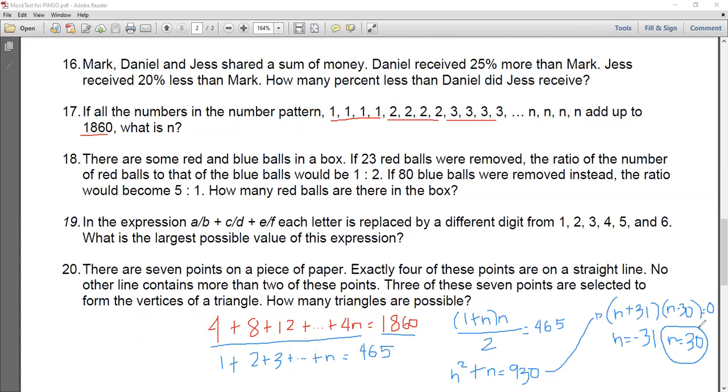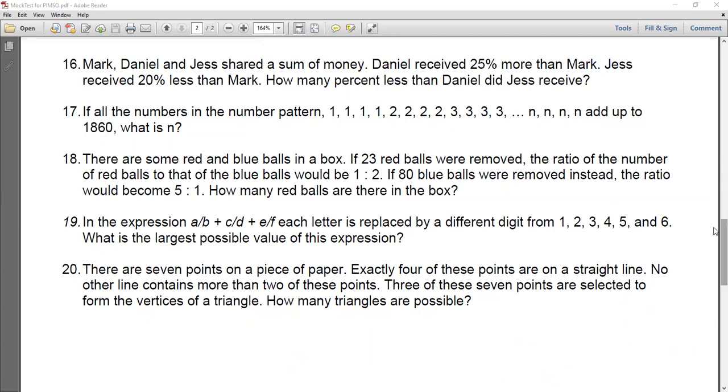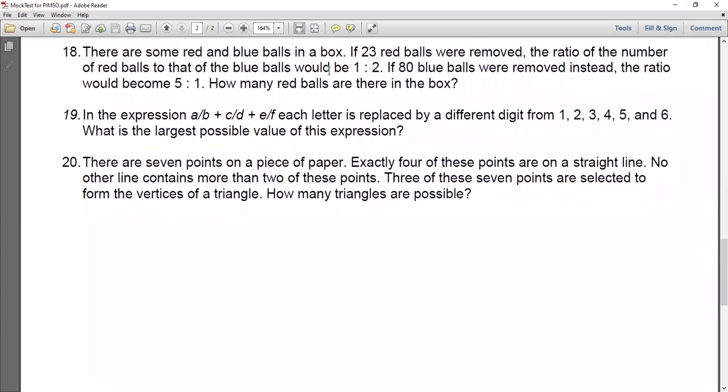Okay. Next, we are on number 18. Number 18. There are some red and blue balls in a box. If 23 red balls were removed, the ratio of the number of red balls to that of the blue balls would be 1:2. If 80 blue balls were removed instead, the ratio would become 5:1. How many red balls are there in the box?